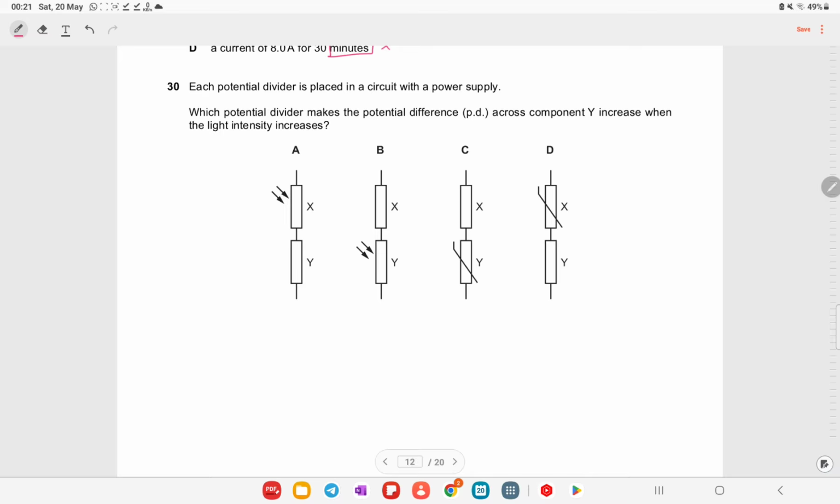Each potential divider is placed in a circuit with a power supply. Which potential divider makes the potential difference across component Y increase when the light intensity increases?